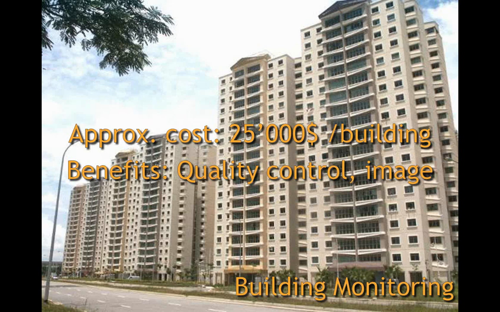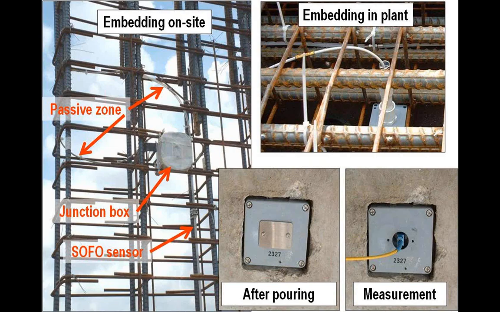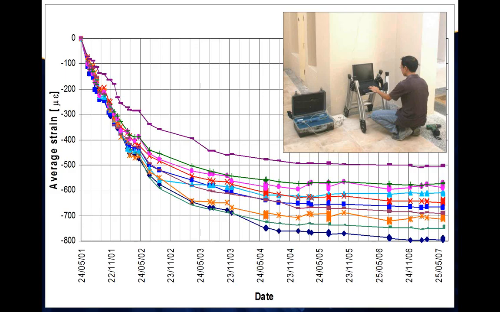But one of the main benefits is to verify the construction process itself and make sure that the building that is constructed corresponds to the building that was designed. In this case, sensors are embedded in columns, either precast or cast in place, and then through a junction box, measurement can be taken on a regular basis by connecting a SOFO reading unit to each sensor.